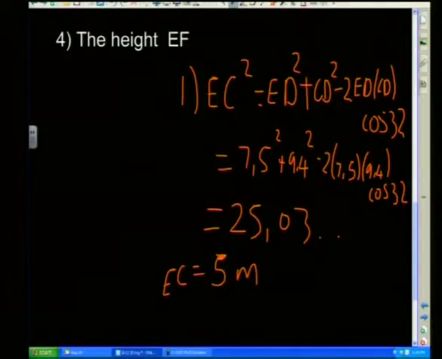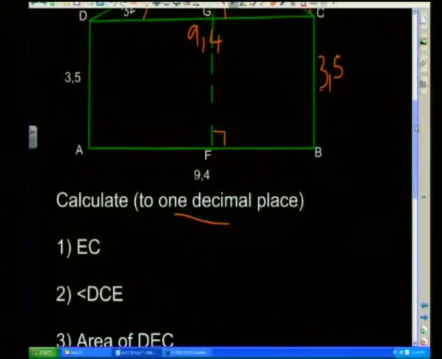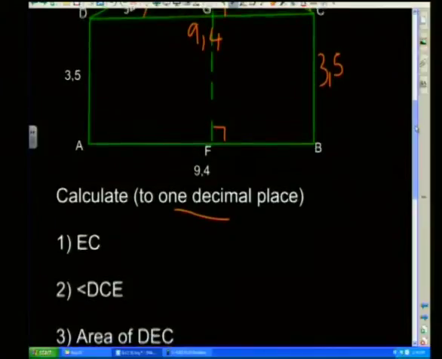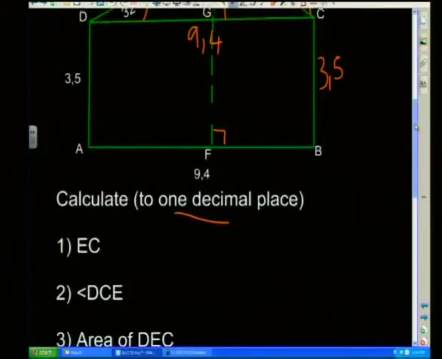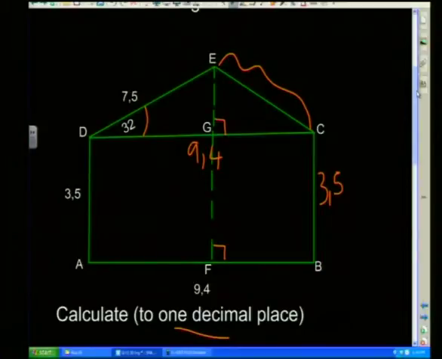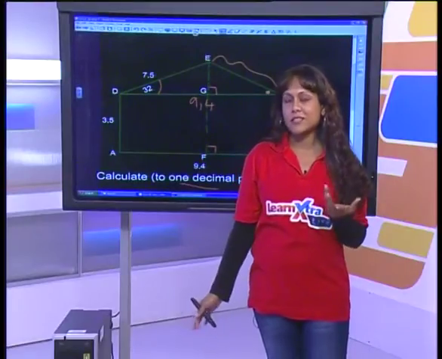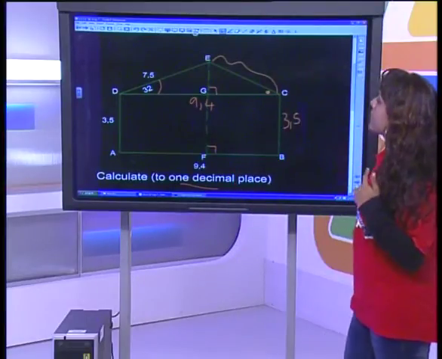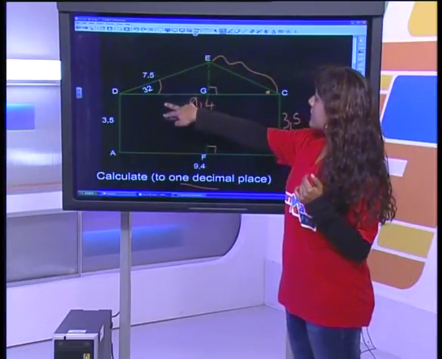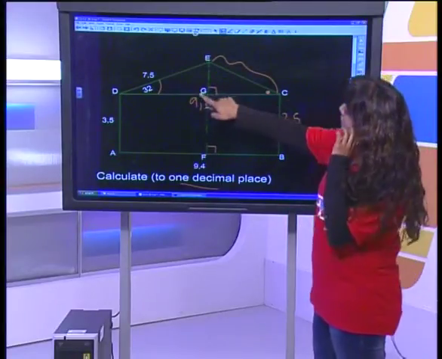All right. Now that we've got EC, and this is quite a long one, they then want us to find angle DCE. So let's have a look at which one that is. DCE, that's this little angle here. So what is the best way to find that angle? Well, we've got a 90-degree triangle now, so we could use that, but that might be a little bit complicated because we're going to need to find another side. But we've got an angle, we've got side EC, and we've got DE.